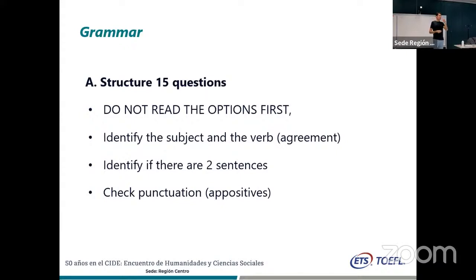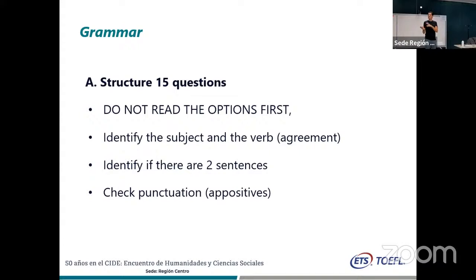This grammar part has 2 sections. And right here, now the strategy will be different. In listening, we said read the options, check the options. But in grammar, don't read the options. Okay, do not read the options in the first place. First, identify the elements that we can work on in class.